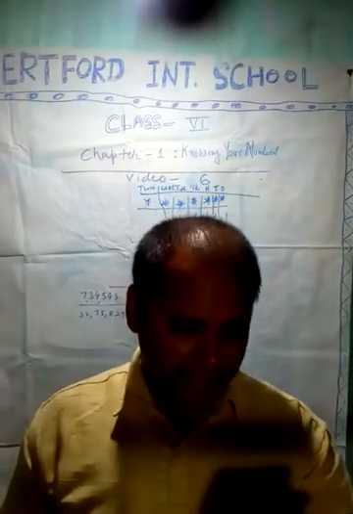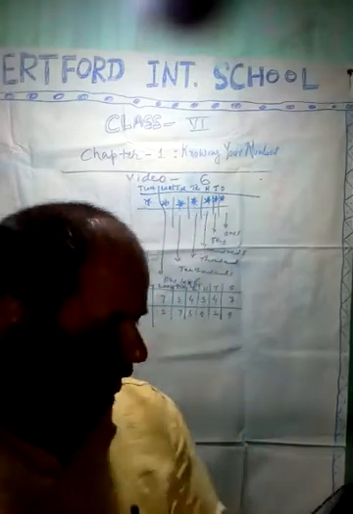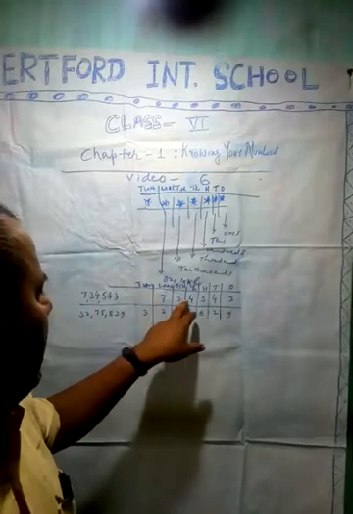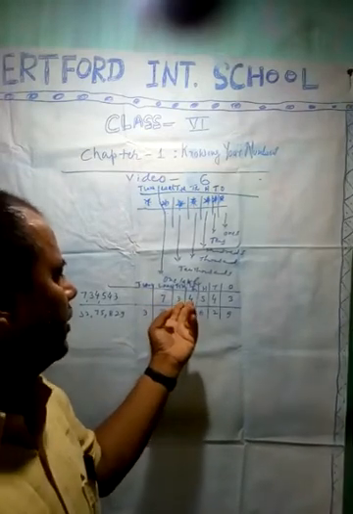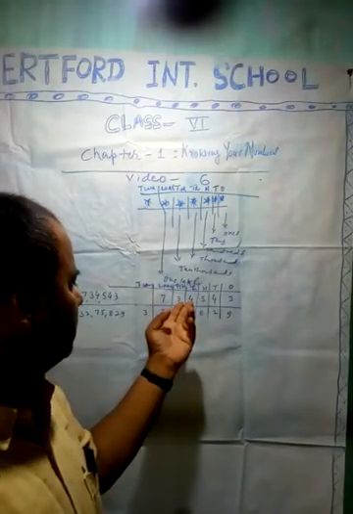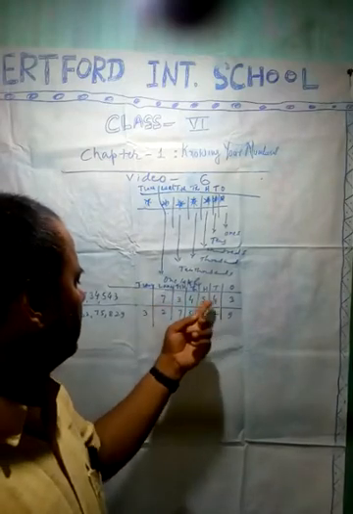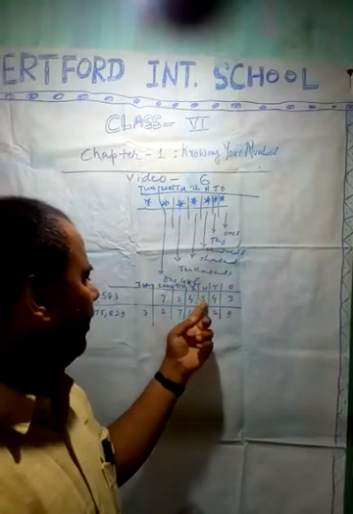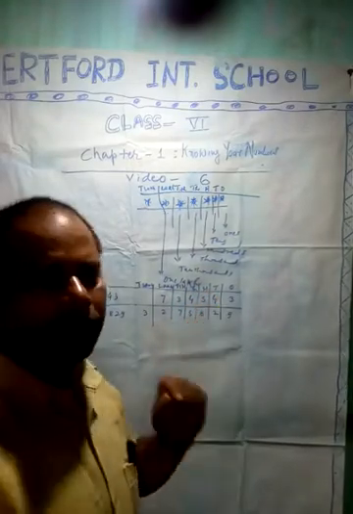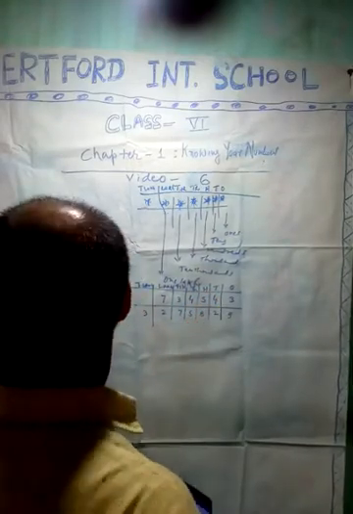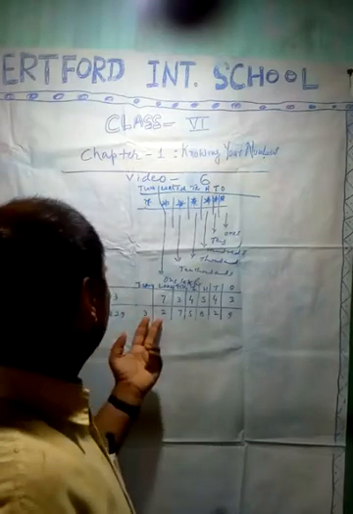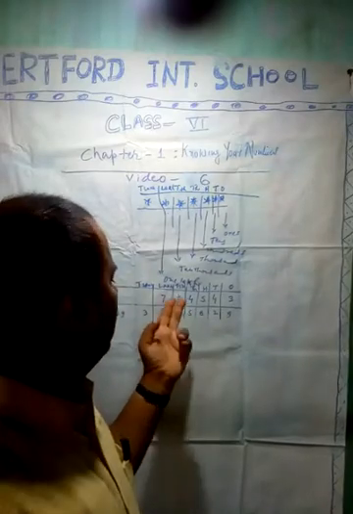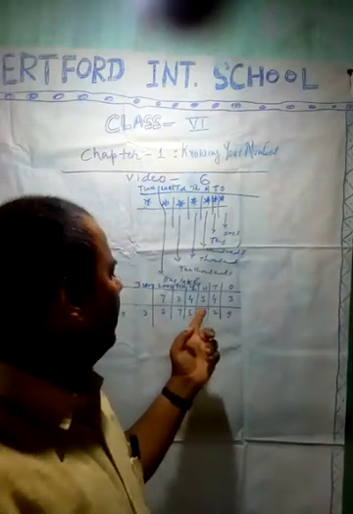So how will we say it? We will say 7 lakhs 34,543, and here again 32 lakhs 75,829.